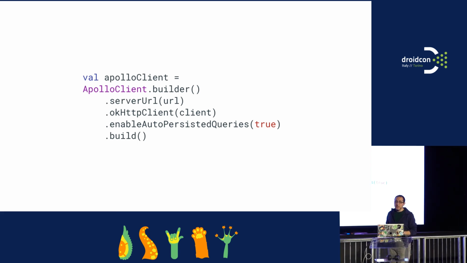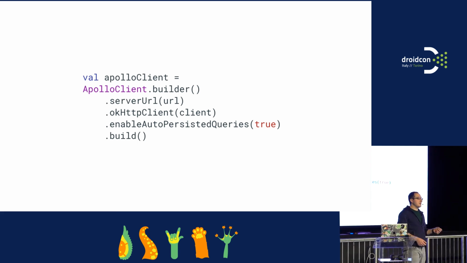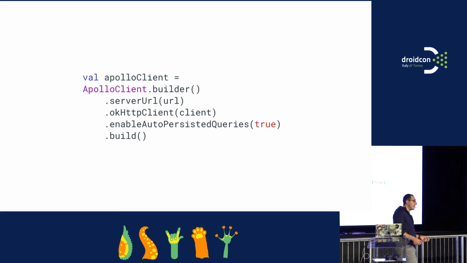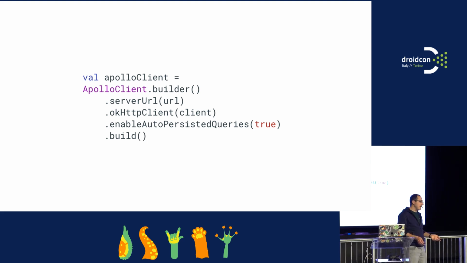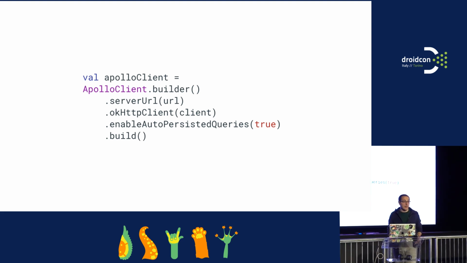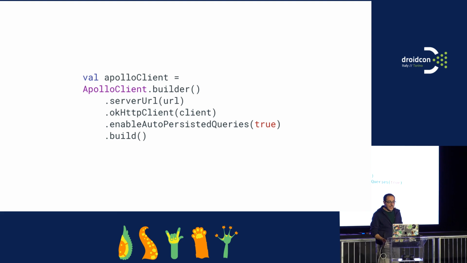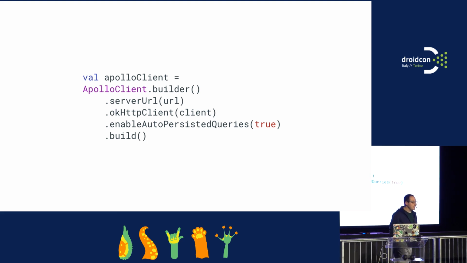And actually, even if your backend does not support automatic persistent queries, your code will not change because it will work anyway. Of course, it will make two requests every time, so you should actually switch it off, but it will work anyway. So there are a couple of tricks that I wanted to share with you before the talk is over.